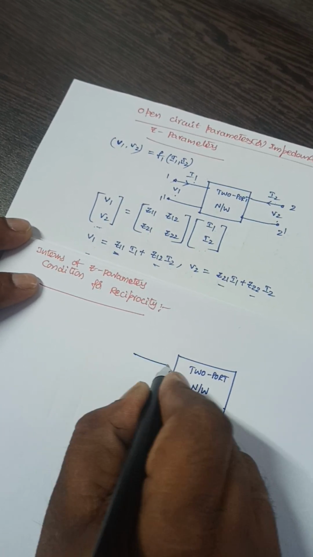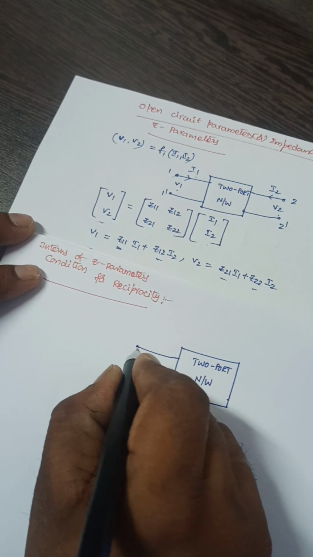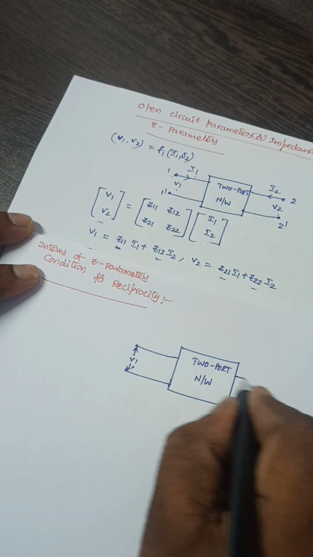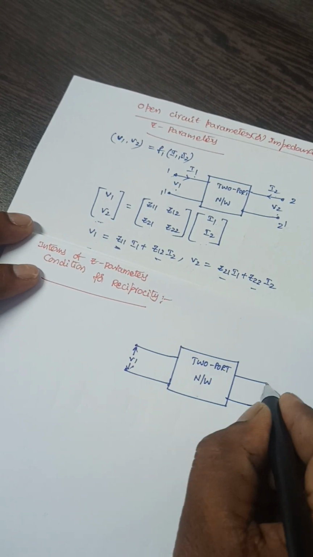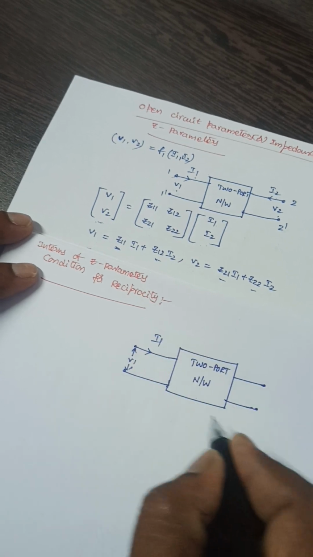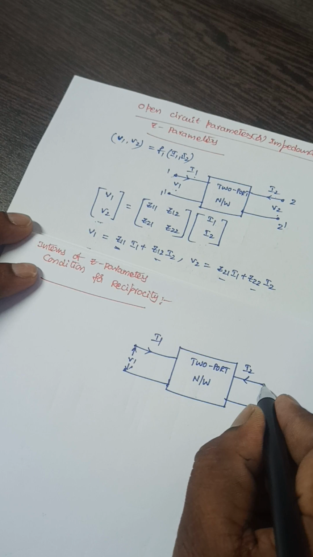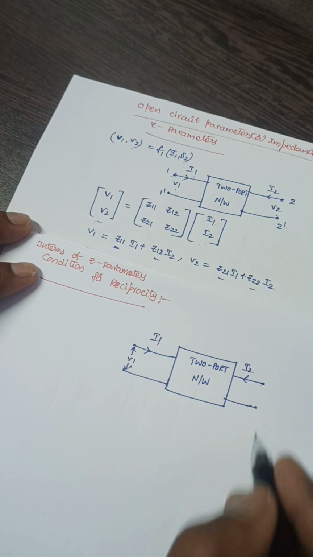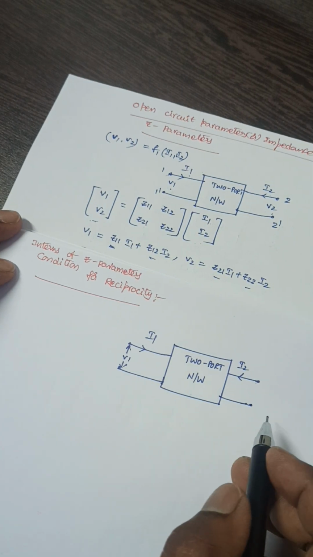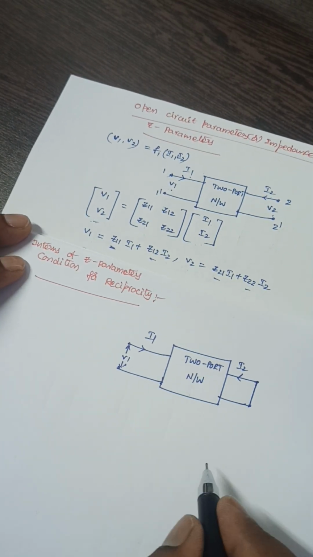For this two-port network, I am giving the excitation here. That excitation is V1, let us assume, and this is the terminals here, and this is the current I1, this is the current I2. Actually this is V2, the voltage across this one. While we are calculating the condition for reciprocity, one of the ports should be shorted.